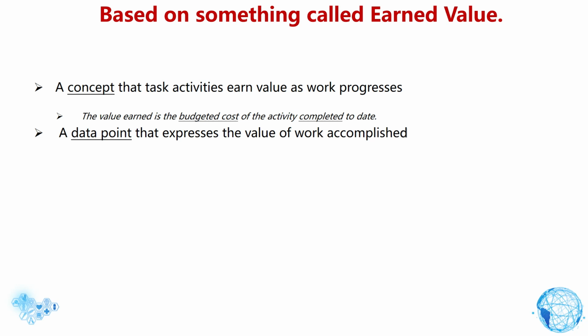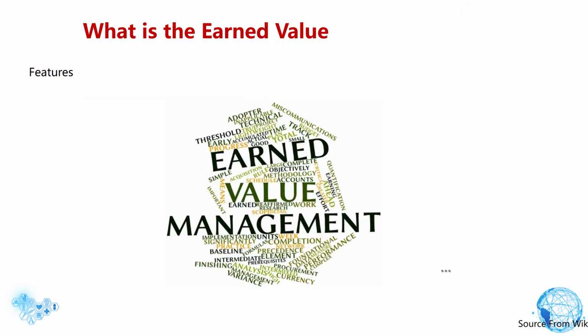Value as work progresses. The value earned is the budgeted cost of the activity completed to date, a data point that expresses the value of work accomplished. Essential features of any EVM implementation include evaluation of planned work, called planned value, PV, or budgeted cost of work scheduled, BCWS. EVM implementations for large or complex projects include many more features, such as indicators and forecasts of cost performance, over budget or under budget, and schedule performance, behind schedule or ahead of schedule.